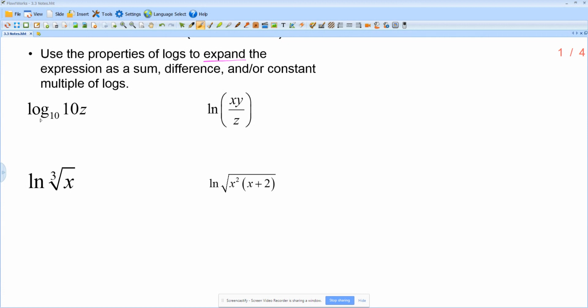So looking at this first one, I have log base 10 of 10 times z. Right here, that is in parentheses, and it's a multiplication. That means I can split it as addition. So log base 10 of 10 plus log base 10 of z. Log base 10 of 10 again says 10 to what power gives me 10, which is just 1, plus log base 10 of z.